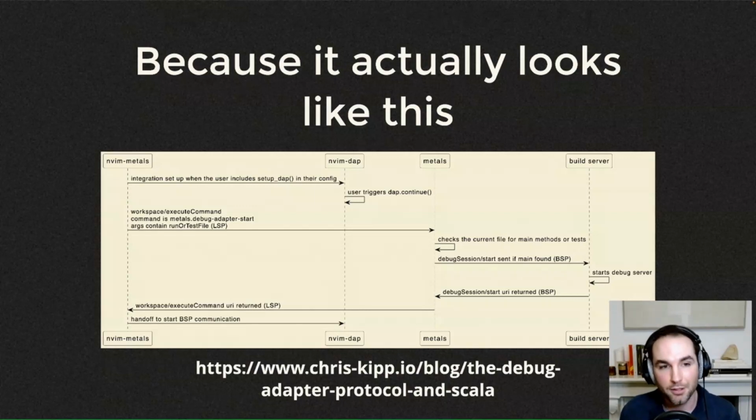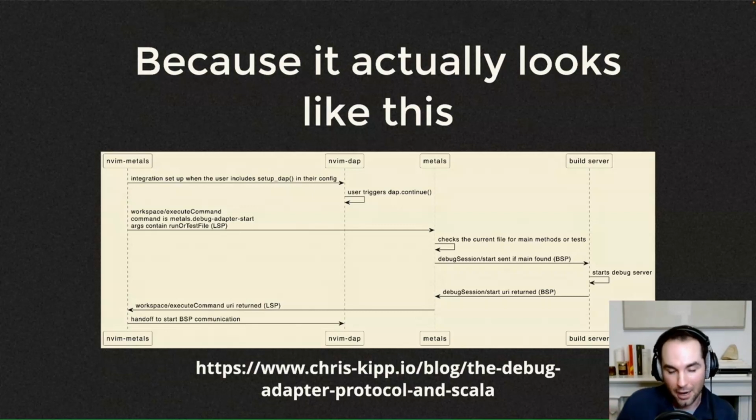And once that happens, it will issue a workspace execute command, like we just saw a little bit ago, called Metals debug adapter start. That will go all the way to the server, and the server will verify that the class that they executed that command in has a main method, unless they're using code lenses. That's a whole different flow in itself. But if they aren't using the code lenses, it will make sure that the current file has any main methods or tests. If it does, it will send a request to the build server.